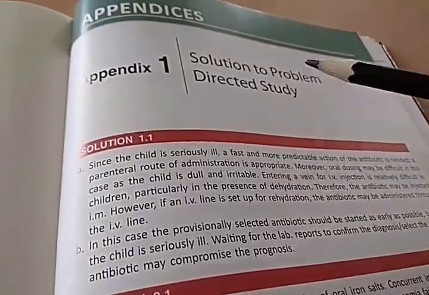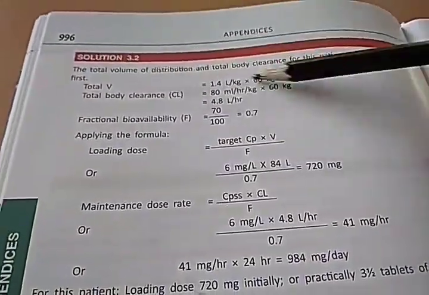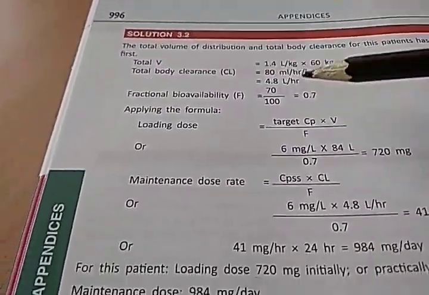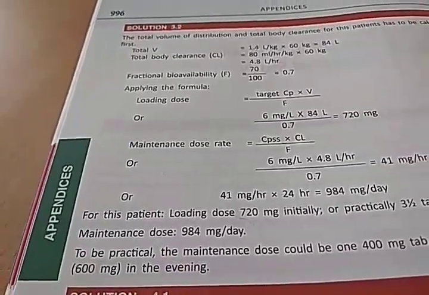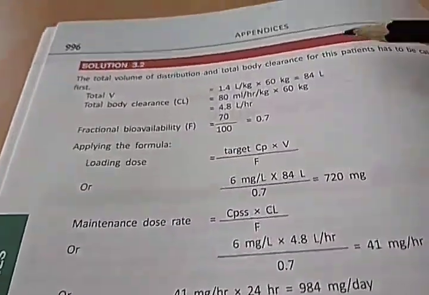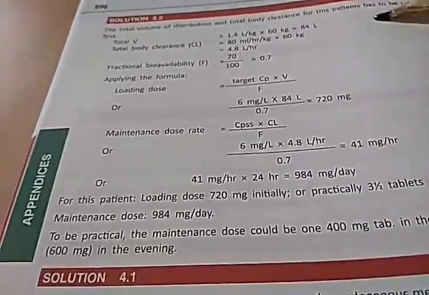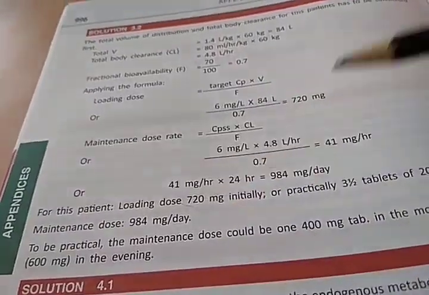They have some problem-directed study solutions. You can even calculate the dose and all that, right? Look at this. They're telling you how to calculate volume of distribution, clearance, loading dose, maintenance dose, etc. For which drug are they talking about the loading dose, maintenance dose and all, guys? What do you think? Let's see. Rifampicin, is it? Which drug are they talking about?